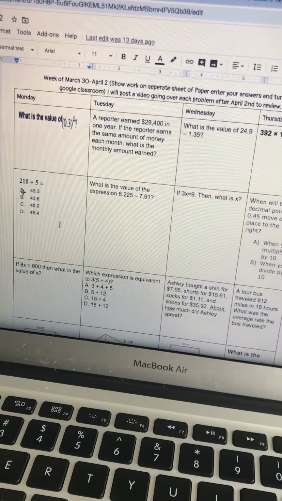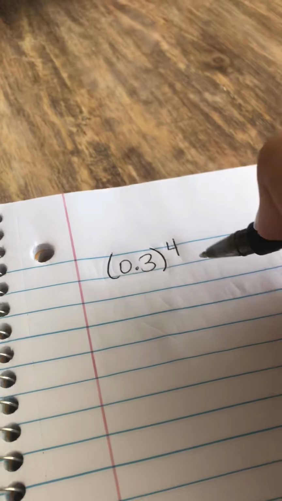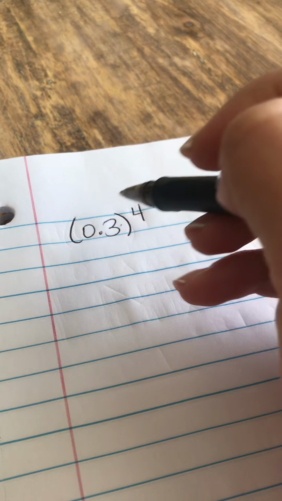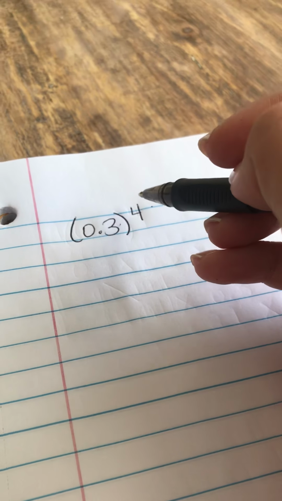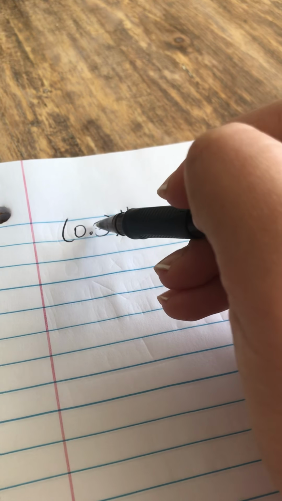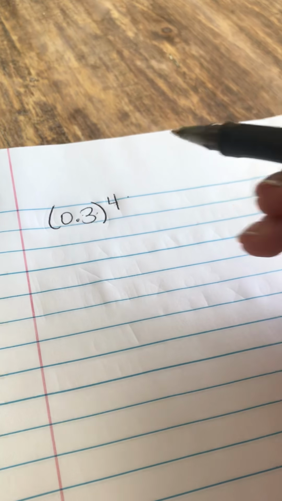So we're going to look at our Monday column first. The first problem, we have 3/10 to the 4th power. When we're working that out, we have our base and our exponent. 3/10 is our base, 4 is our exponent. Remember, the bossy exponent tells us how many times the base is going to be multiplied by itself. So in this case, 4 times.